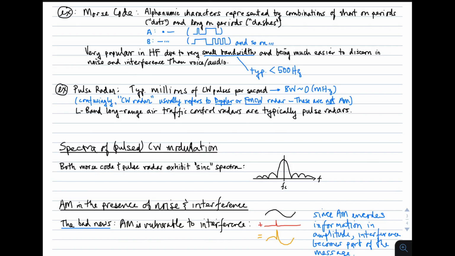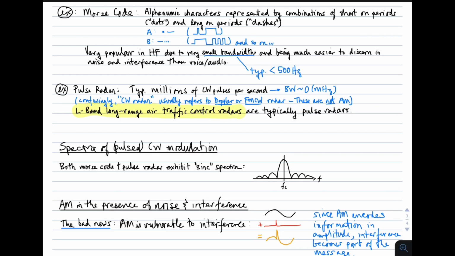Another type of CW AM system is a pulse radar. A pulse radar is a type of radar that sends millions of CW pulses per second. Typically, the bandwidth in that case ends up being on the order of megahertz. So an example would be L-band long-range air traffic control radar.